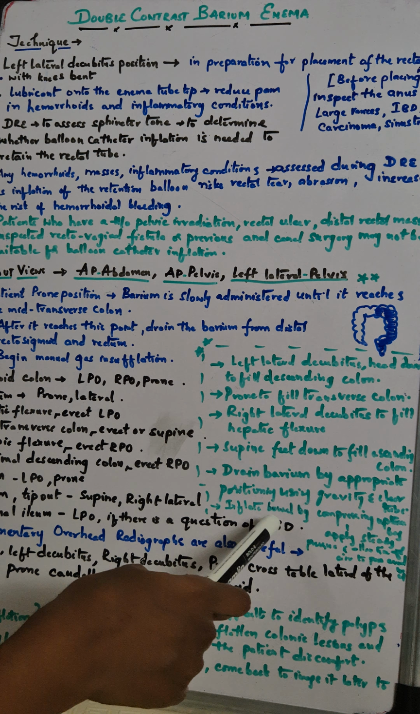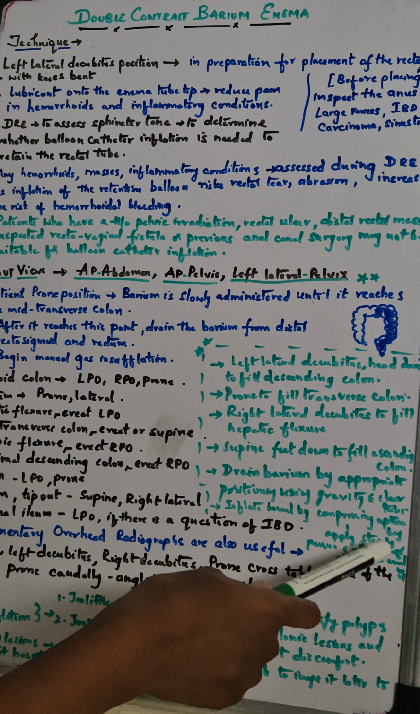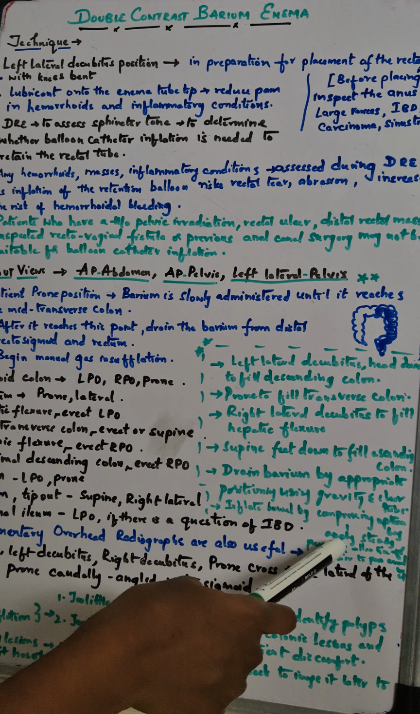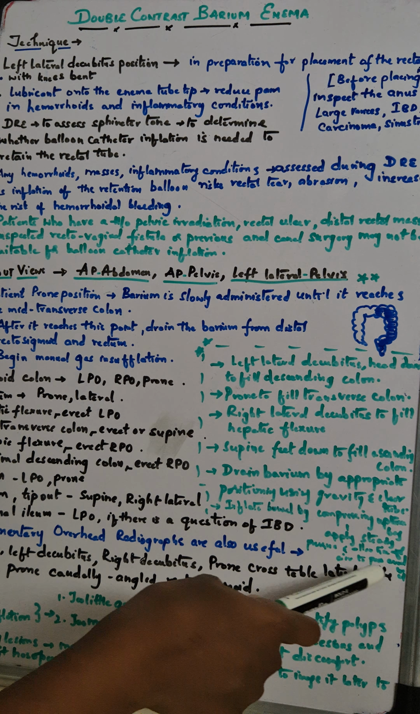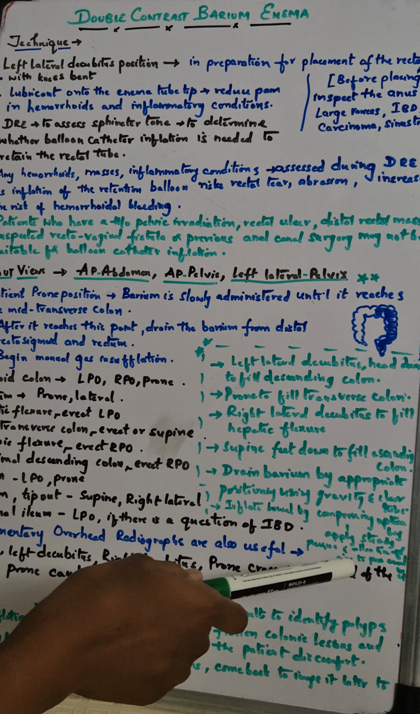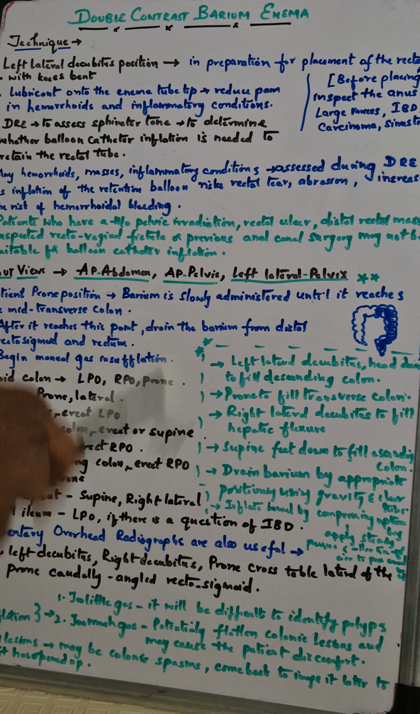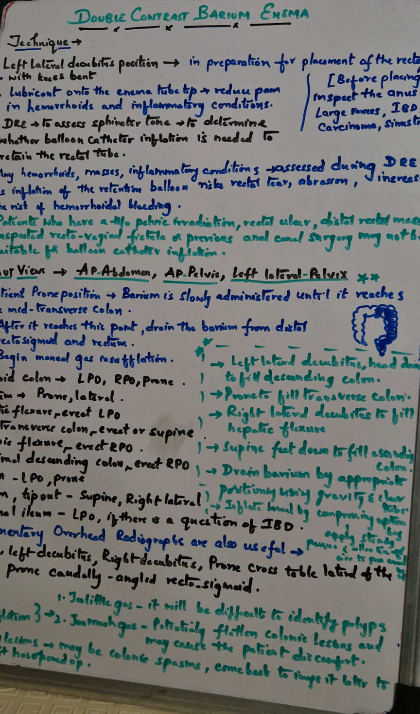Then we inflate the bowel by compressing the upright bulb, applying steady pressure and allowing time for air to pass around the bowel. These are the positions in which the barium will go. You have to keep the patient in that position. Then these are all the views.